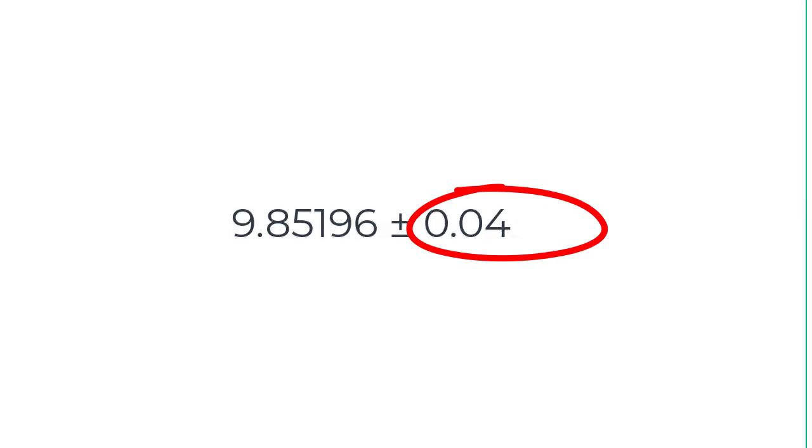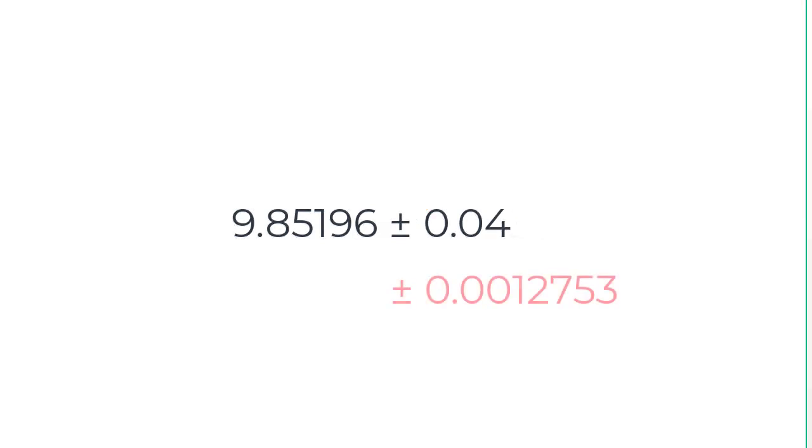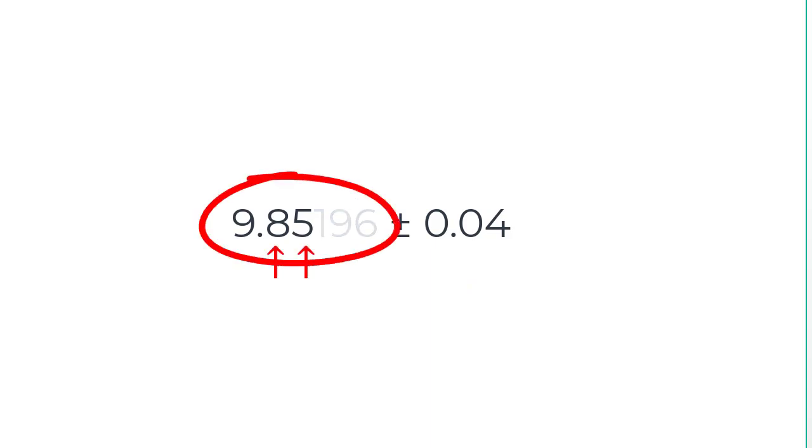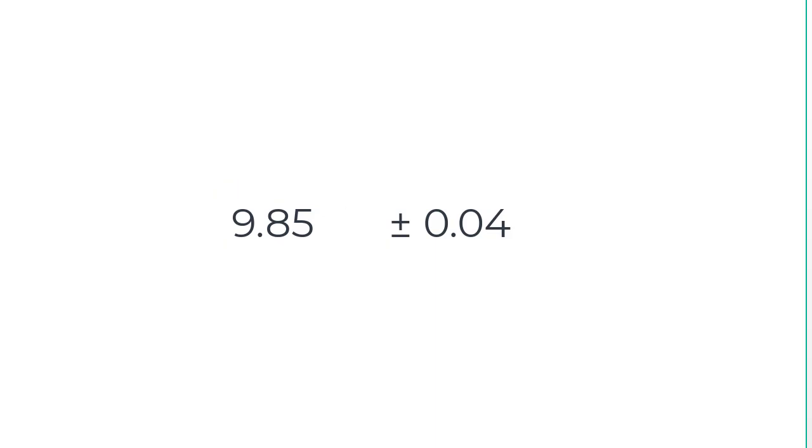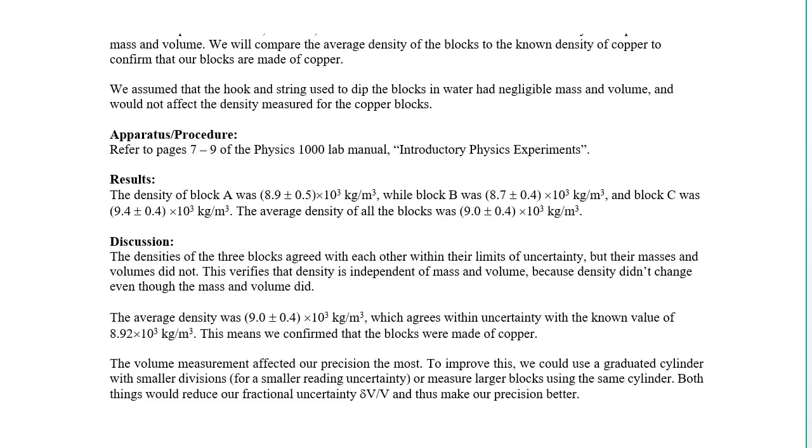So in summary, when you're rounding off values, you round the uncertainty first, you round it to one significant figure, unless the first digit is a 1 or a 2, in which case you keep 2 significant figures. Then you count up how many decimal places that uncertainty has, and you round your value to have the same number of decimal places.